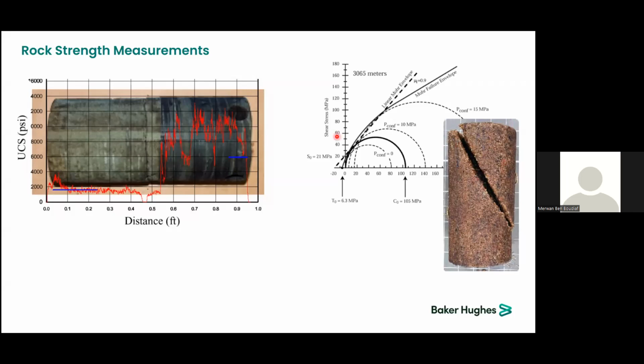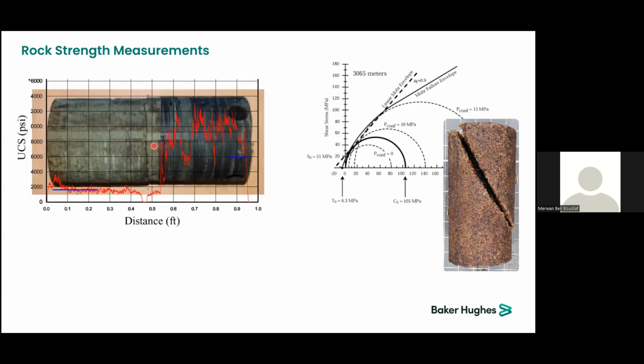We have also non-destructive tests such as what we can see on the left. It's called a scratch test. Basically, it's a very small knife that scratches the core from top to bottom, and it measures the UCS of the formation directly. You can have a continuous profile instead of having only one point for a plug estimate here.